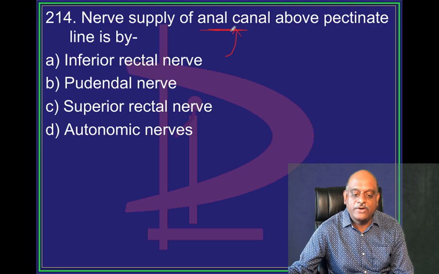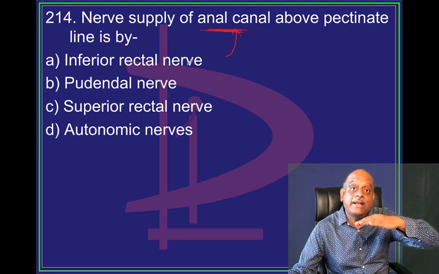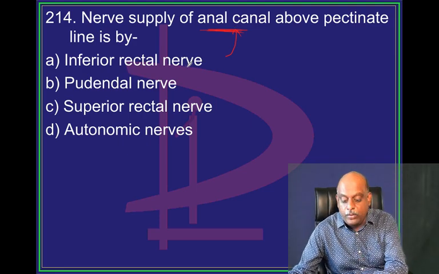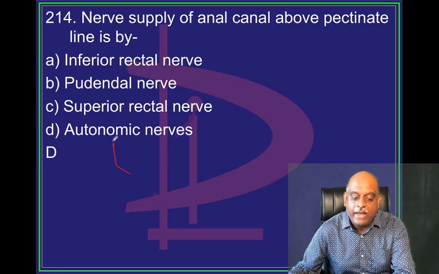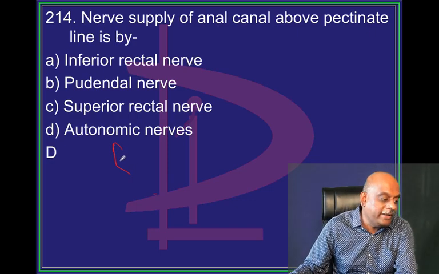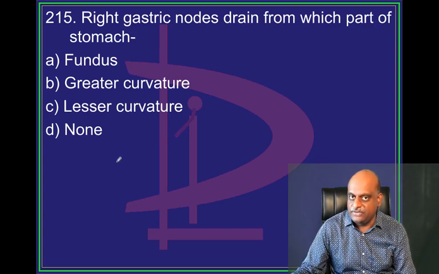This is a beautiful question, doctor. Nerve supply of anal canal above pectinate, below pectinate is a favorite question. So above pectinate is all autonomic nervous supply, not somatic nerves.